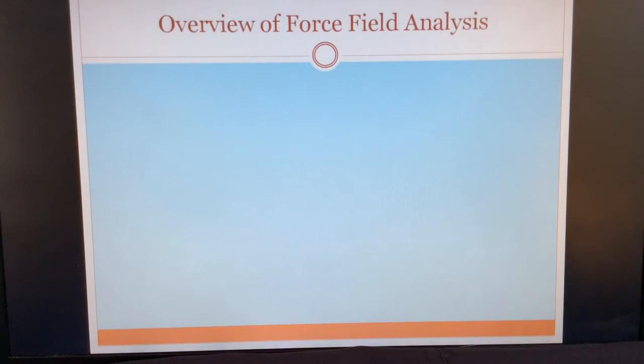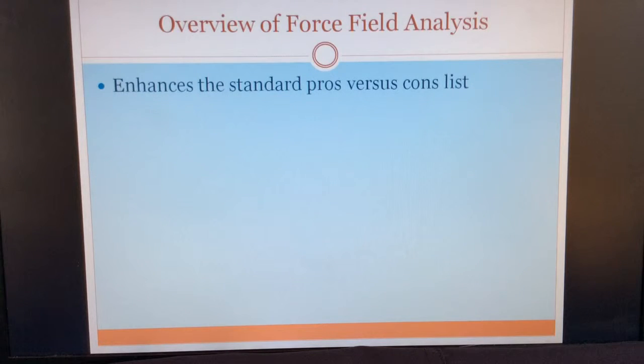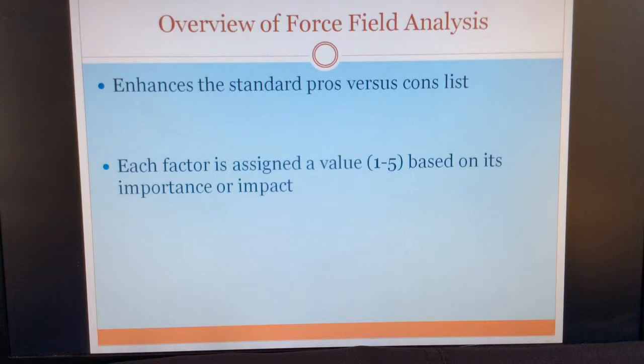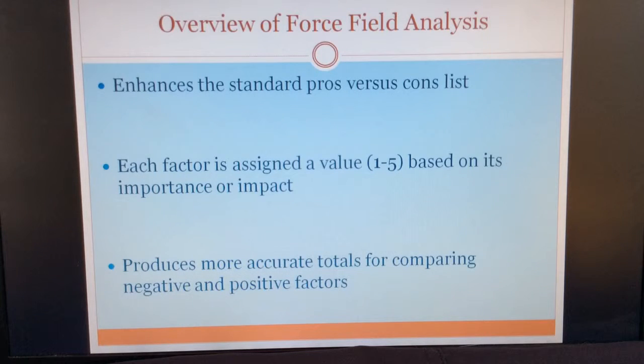Force field analysis can be thought of as an enhancement to the standard pros versus cons list for decision-making with which we're all familiar. You take your positive factors, or pros, and list them on one side. You take your negative factors, or cons, and list them on the other side. Then you add up the totals and compare them. Well, force field analysis improves on this concept by assigning each factor a value from 1 to 5, which is based on its importance or impact to the decision. This produces much more accurate totals for comparing the total weight of the negative factors versus the total weight of the positive factors.